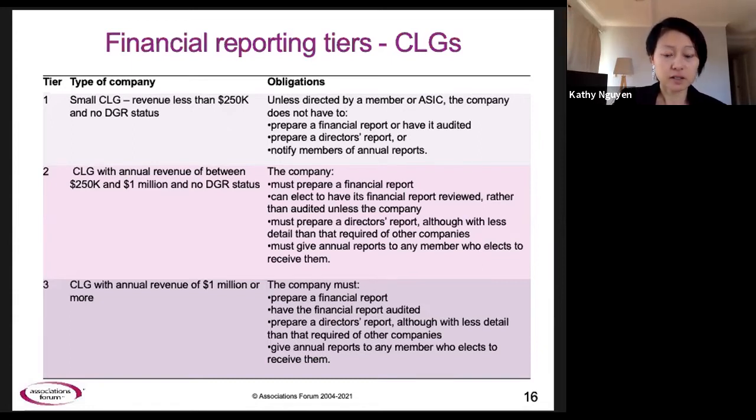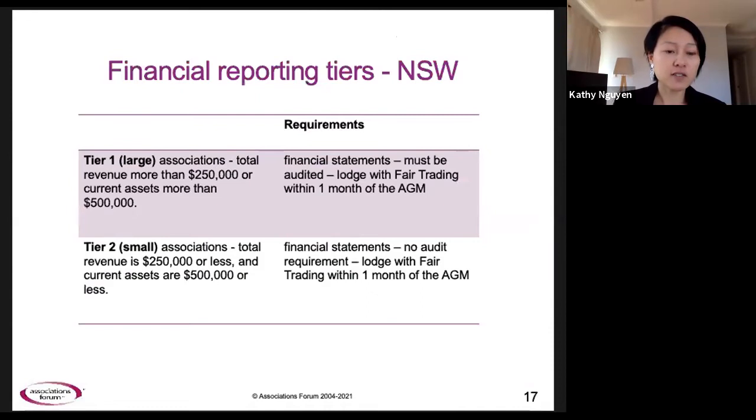Okay. Now, in New South Wales, their tier 1 is large rather than small, and they consider large as total revenue more than $250,000 or current assets more than $500,000. So if you're a tier 1 large association in New South Wales, your statements have to be audited. And then if you're small, then there's no audit requirement. So they have 2 tiers in New South Wales.